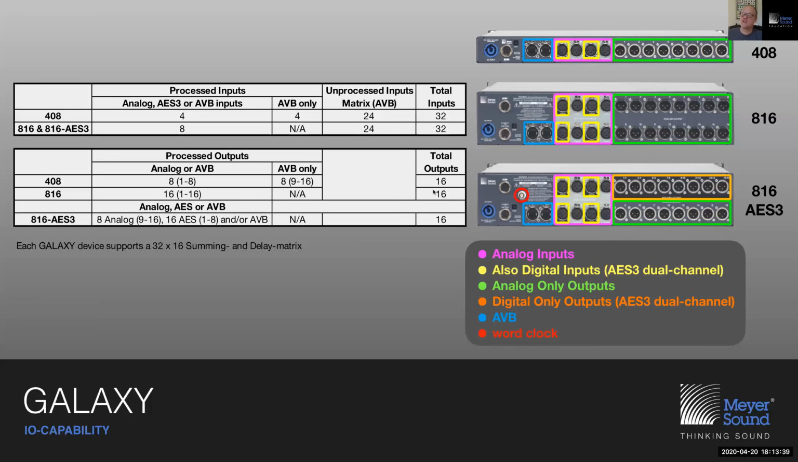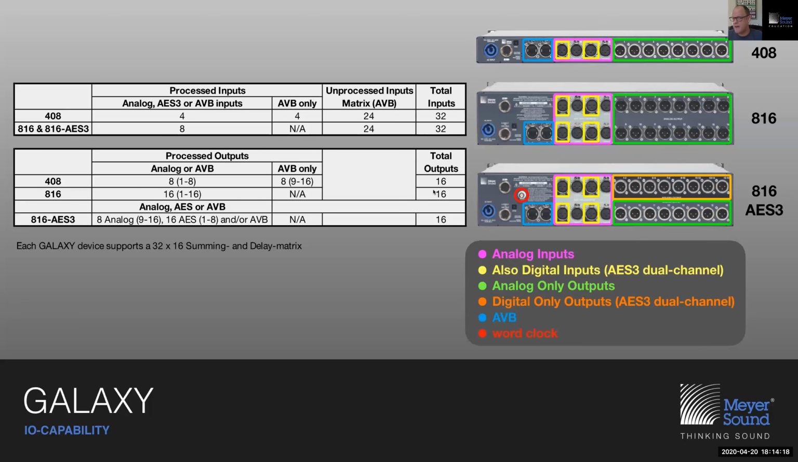That being said, as far as output capability is concerned, all of them have 16 outputs, also made possible by AVB, not necessarily in terms of physical XLR connectors, but in terms of AVB capability, there are 16 outputs. And that means that each of these devices does support a 32 by 16 matrix, that is to say 32 inputs and 16 outputs, which makes it possible to run SpaceMap Go on each of these devices, but we'll save that for another webinar. So that's a brief introduction to Galaxy devices.